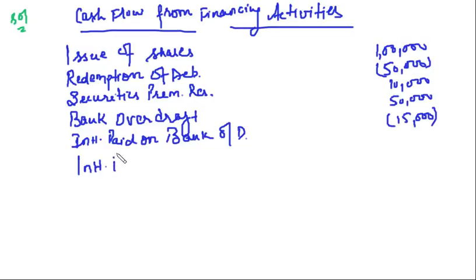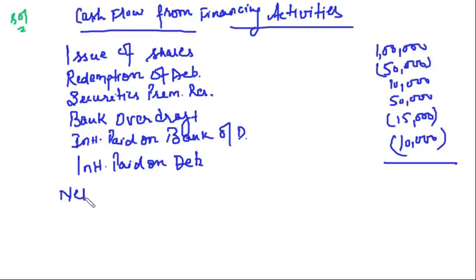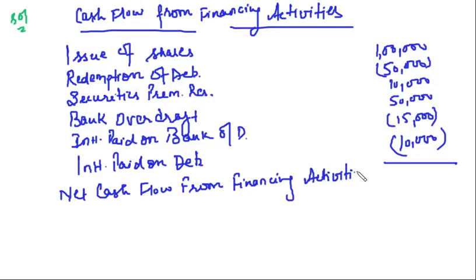Interest paid on debentures, this is 10,000. Clear? So what is the net amount? This is the net cash flow from financing activities. Clear? What is this amount? This comes to 85,000 positive. Clear? So this is how we do cash flow from financing activities.